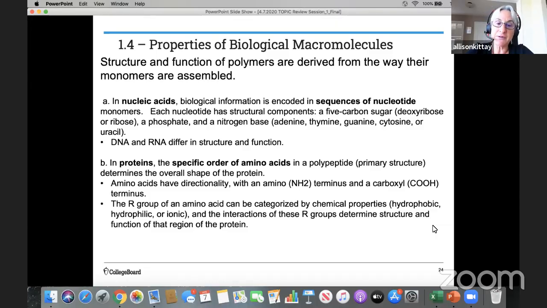In proteins, the specific order of amino acids in that polypeptide, which is known as the primary structure, the sequence of those amino acids determines the overall shape of the protein. Amino acids have directionality. One end has an amino group and the other end has a carboxyl group. And I'm going to illustrate that with an image in just a minute. The R groups, which are called the functional groups of the amino acids, can be characterized by their own chemical properties. So they can be classified as hydrophobic, hydrophilic, or ionic. And the interactions of these R groups determines the structure and function of that region of the protein. And again, you'll get much more on this tomorrow.